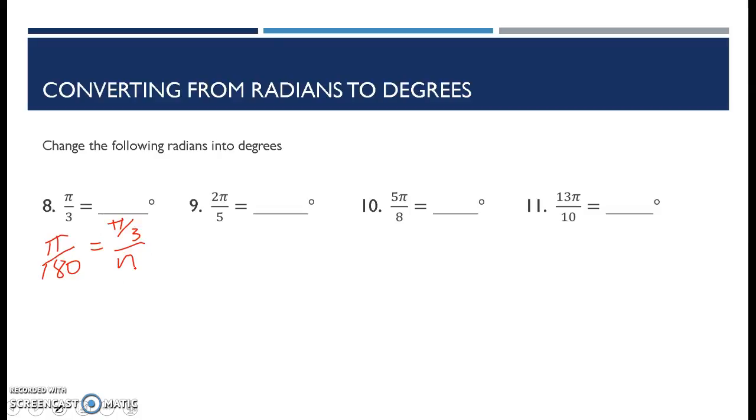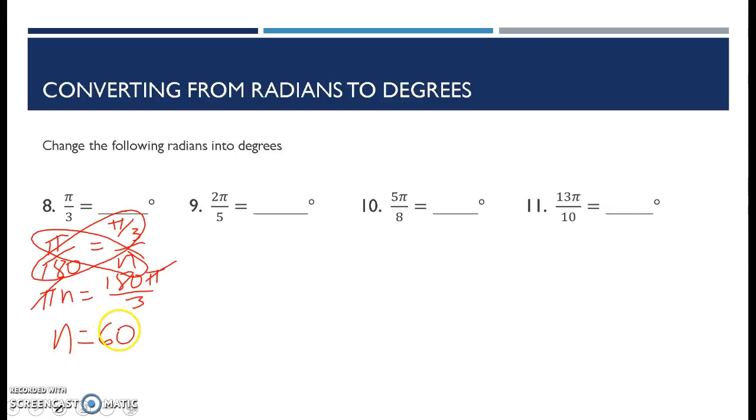And if I solve this proportion by cross multiplying, here I would have pi times n. And if I multiply these together, I'd have 180 times pi divided by 3 radians. Well, the first thing that I could do is divide both sides by pi. So the pi's are going to be gone. So it's just going to be 180 divided by 3. And so n equals 180 divided by 3 is 60 degrees. And so pi over 3 is the same thing as 60 degrees.